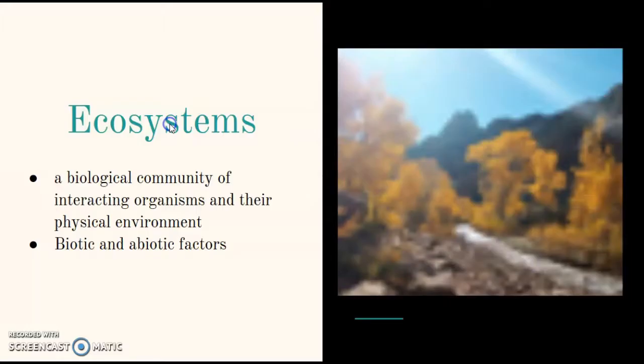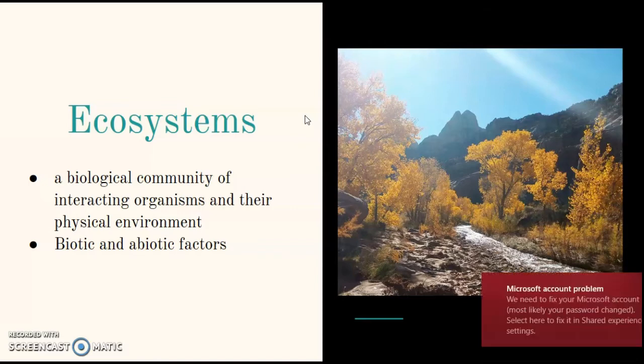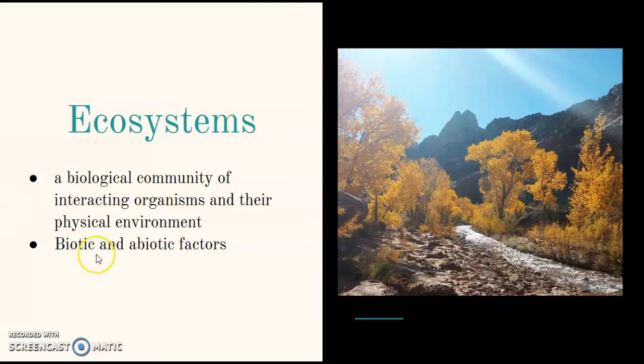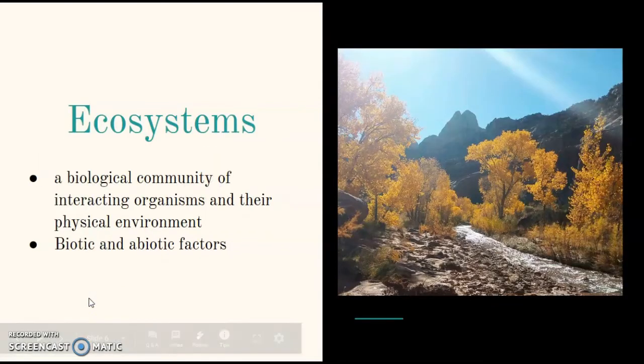So now we are going to move on to ecosystems. A good definition of an ecosystem is a biological community of interacting organisms and their physical environment. And this includes biotic and abiotic factors. When I say biotic and abiotic, that just means that we are looking at living and non-living factors. So some examples of non-living factors would be water, rocks, minerals. You could argue that it's soil.